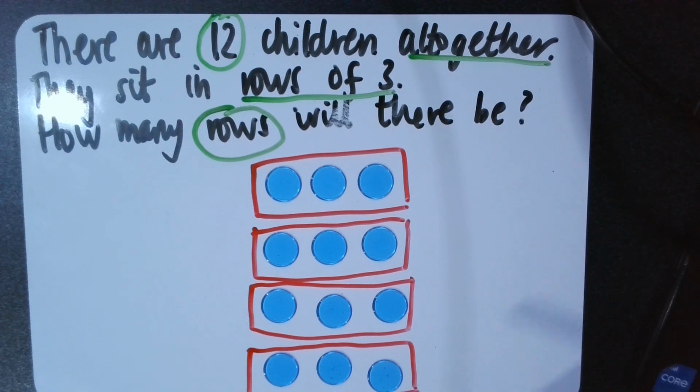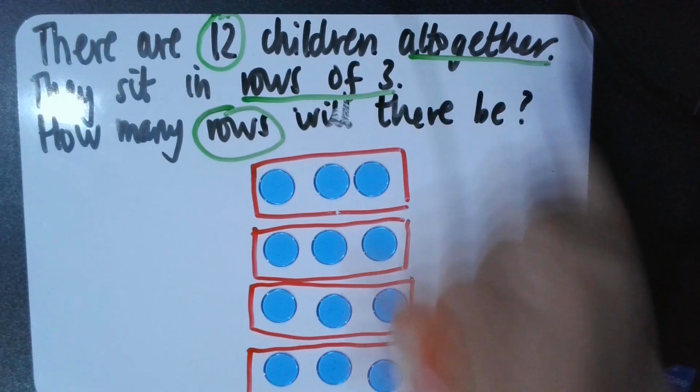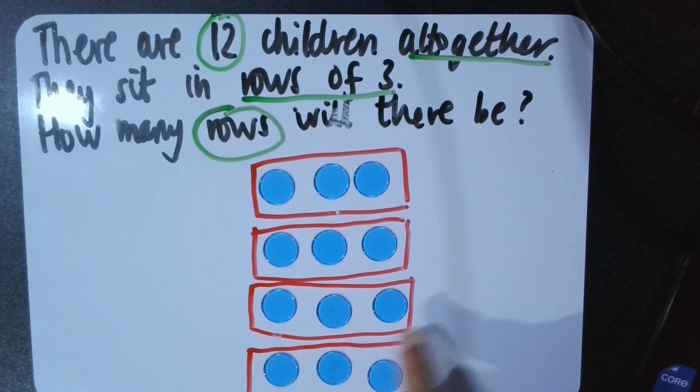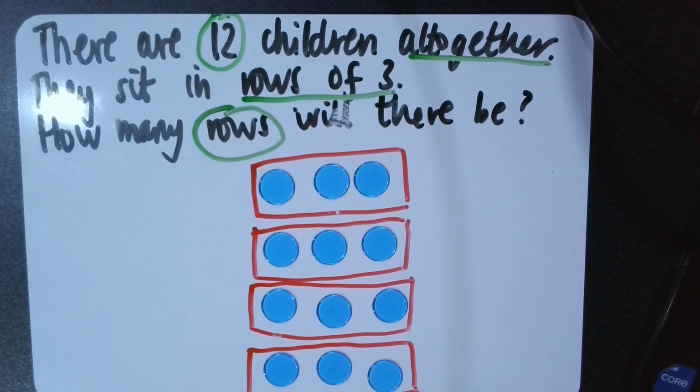Just to check, let's make sure I have got my groups of 3. 1, 2, 3. 1, 2, 3. 1, 2, 3. Yes, each row has got 3. But I was looking for the number of rows. Let me count them up. 1, 2, 3, 4. There are 4 rows.